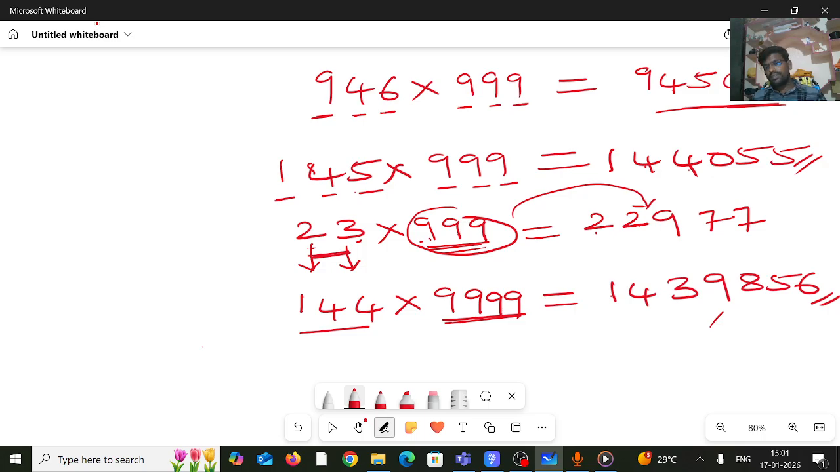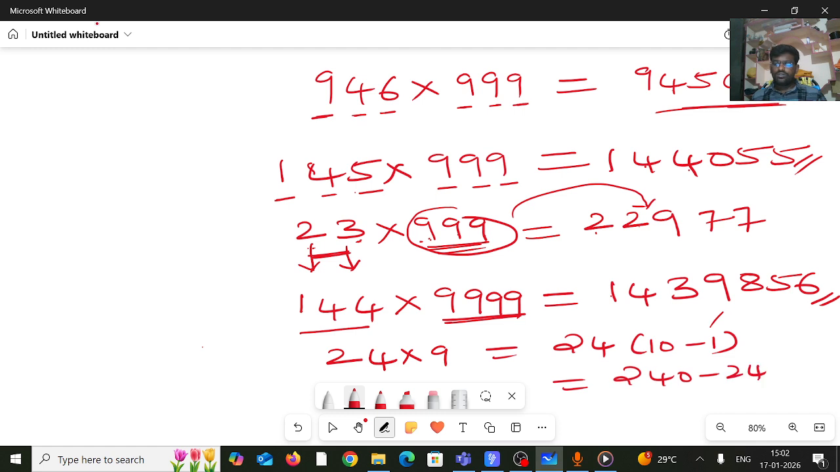And what if the number of nines is less than the number of digits in the previous number? We don't have any shortcut here. We will go with the general procedure. 10 minus 1. This can be 240 minus 24. That will be equal to 216. Clear? This is the multiplication of a number by 9, 99, 999, and 9999, and so on. You can go for n number of nines in this method. Right? Clear? Is it clear to all the members?